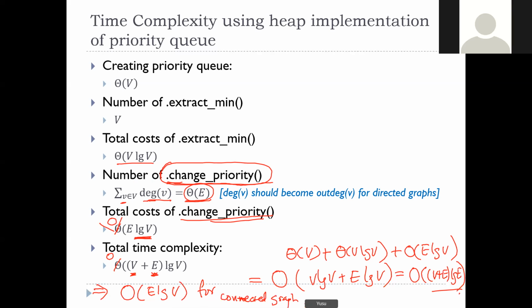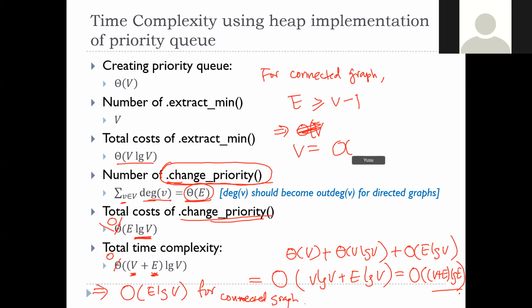Okay, so for a connected graph, E is bigger than V minus 1, which means that E is order of V, and so V is order of E. We're going to see this more clearly when we talk about spanning trees in the next lecture.